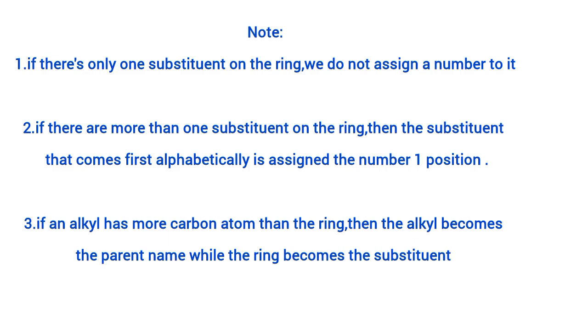2. If there are more than one substituent on the ring, then the substituent that comes first alphabetically is assigned the number 1 position. 3. If the alkyl has more carbon atoms than the ring, the alkyl becomes the parent chain while the ring becomes the substituent.